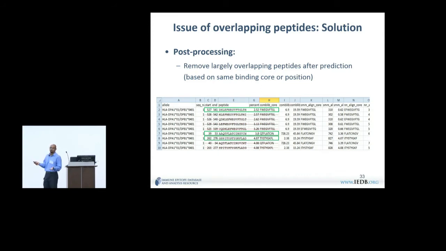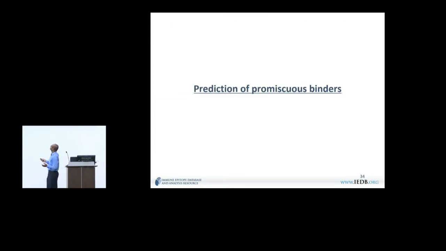So that's why we use mostly the pre-processing method. By pre-processing, you will always identify the region of interest, and you'll have that binding core. If you use this method, you are sure to capture the best peptide from that region. So you can use either pre-processing or post-processing to avoid redundant peptides.